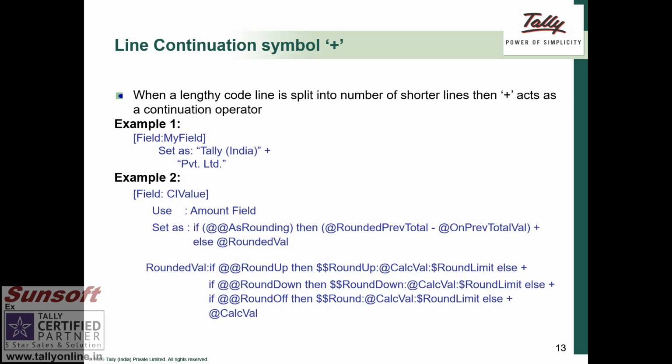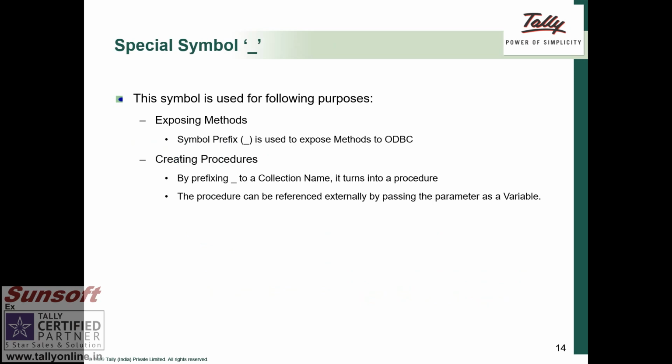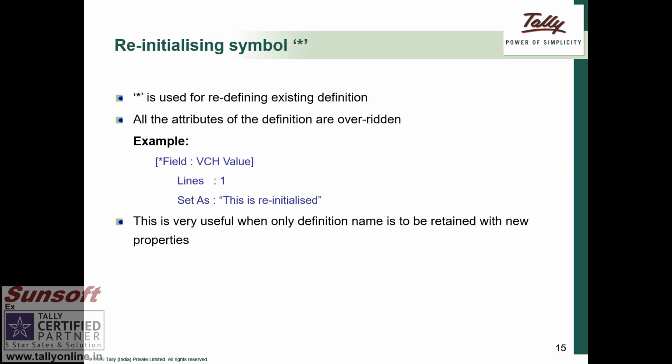A plus is used as a line continuation. Suppose you have a command with a long value and you want to put it on another line with the same command. You can add a plus sign as a line continuation symbol. That means Tally will treat it as a single command, not as multiple commands. Underscore is used to expose the ODBC method. That we'll do in detail when we discuss ODBC.